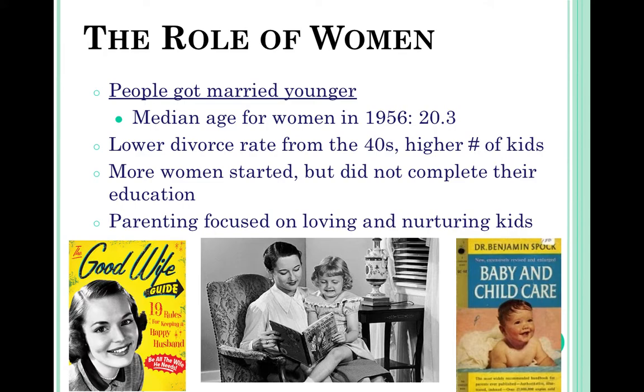More women started, but did not complete their education. A lot of that having to do with starting a family halfway through your education. Parenting focused on loving and nurturing children. The idea of childcare starts to develop so that a woman can work outside the house. However, that working outside the house was not the ideal, but more of that homemaker attitude. So people are getting married a lot younger. That's the key takeaway from this.